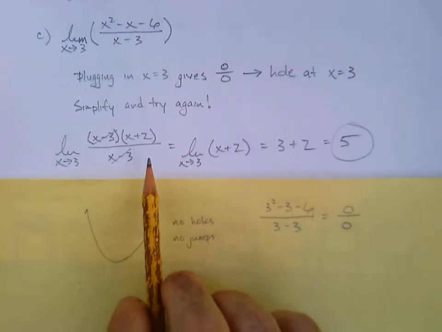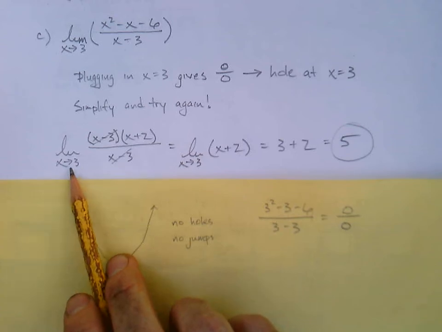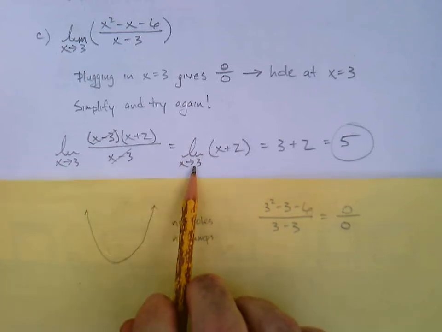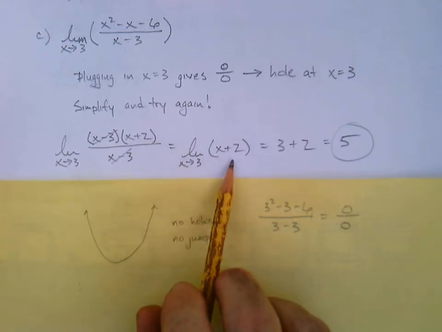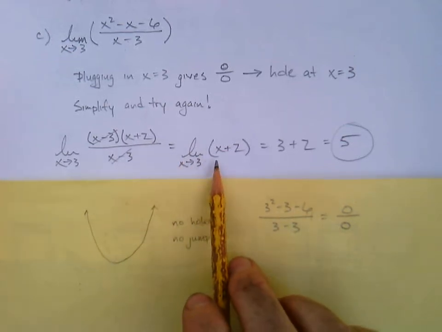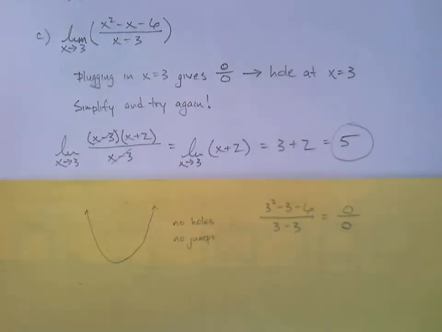And so let's look at the simplified version. We're still going to write the limit as x approaches 3, the limit as x approaches 3. But now we'll just think about it as x plus 2. Hey, can we plug in the 3 now? Sure can. Plugging in the 3, we do get an answer this time of 5.